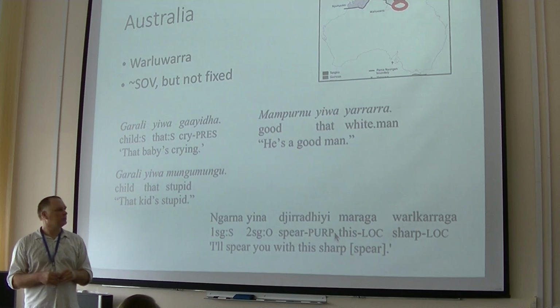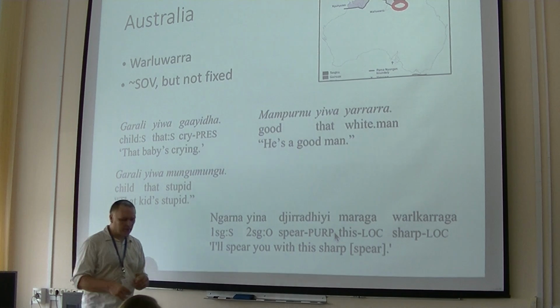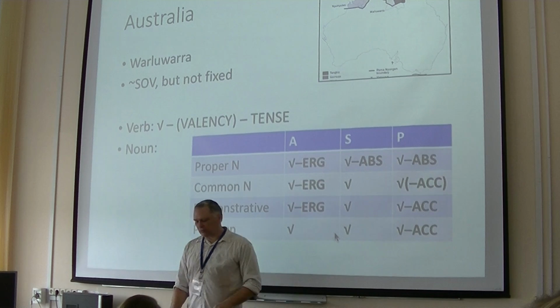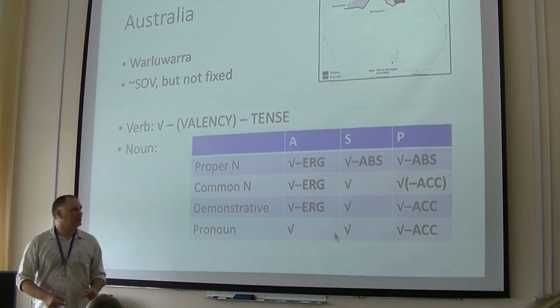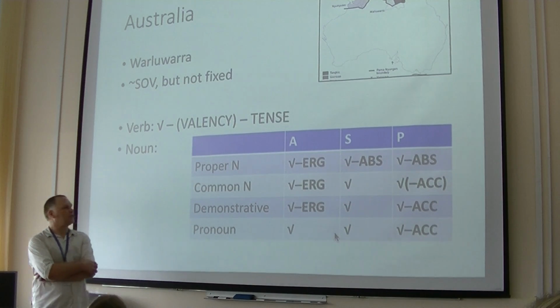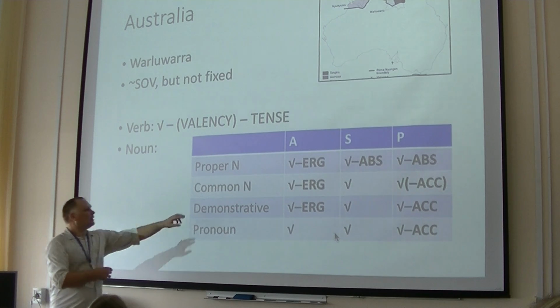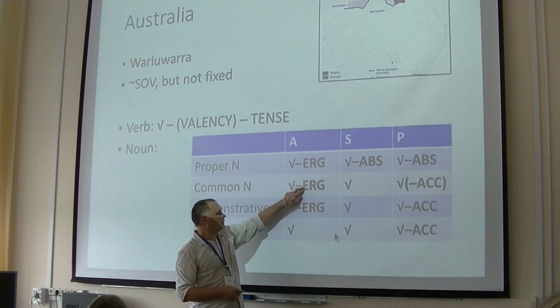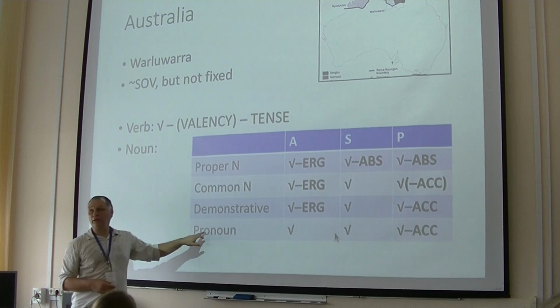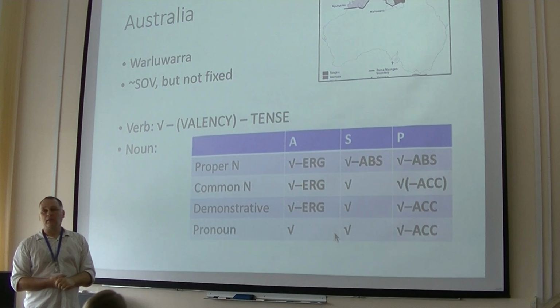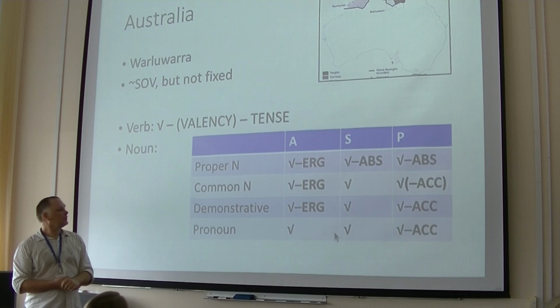There's nothing morphosyntactically that distinguishes them. The case system is really nice. Walawara is an extreme case of what goes on all through Australia, in that you have an ergative system, except for pronouns. Pronouns mark accusative. All other nouns mark ergative.